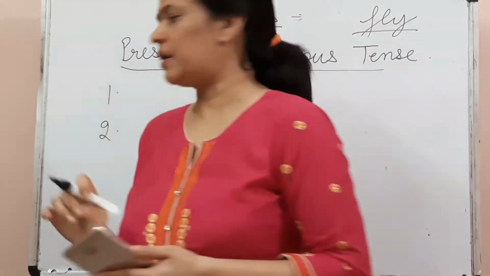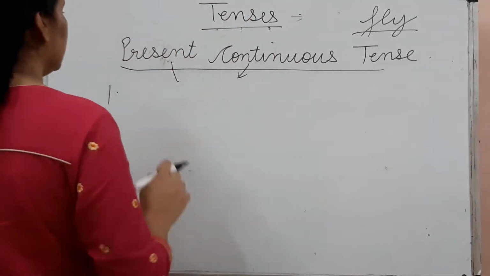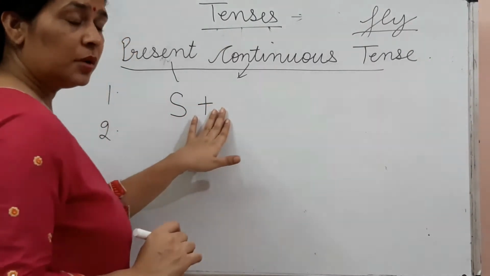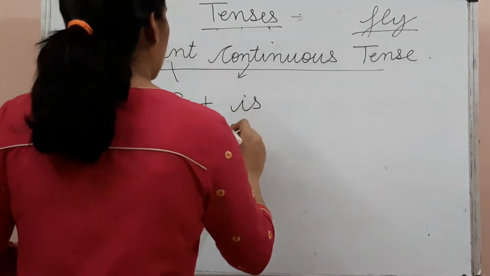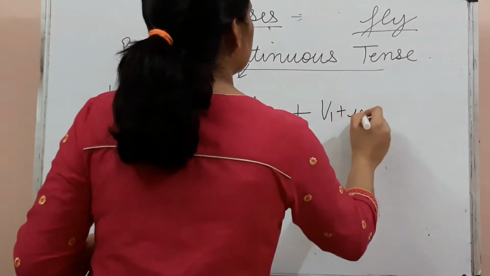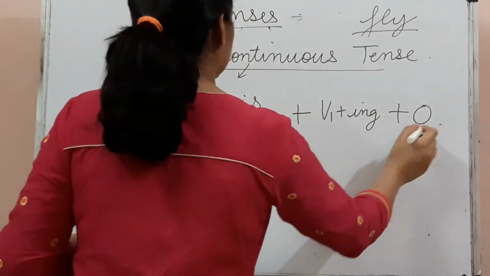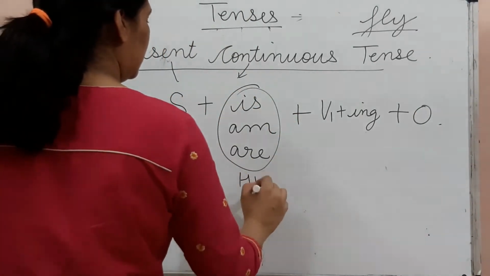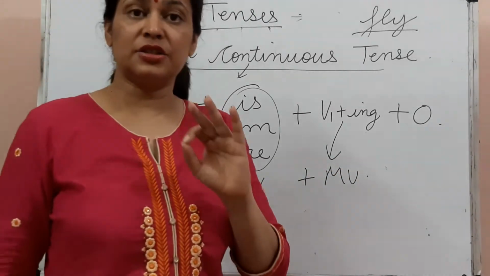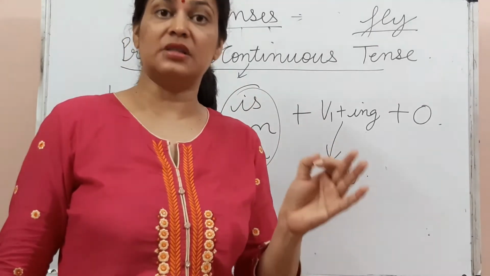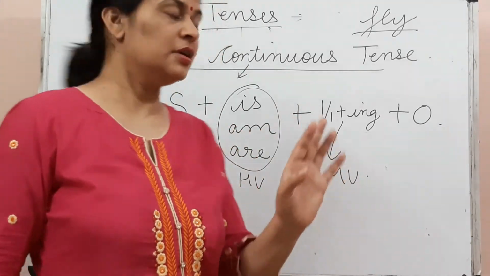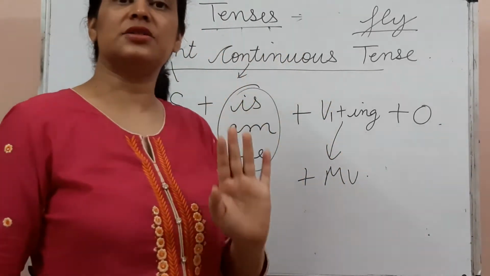Picking means plucking flowers. Now remember, we have not discussed the formula here. It is subject plus helping verb, that is am, is, are, plus V1 plus ing plus object. So there is a helping verb here, and this is the main verb. Main verb tells you the action that is happening or the state of being. You are crying, you are playing, you are dancing, you are sitting, that is the action. So this main verb tells exactly what action is going on.